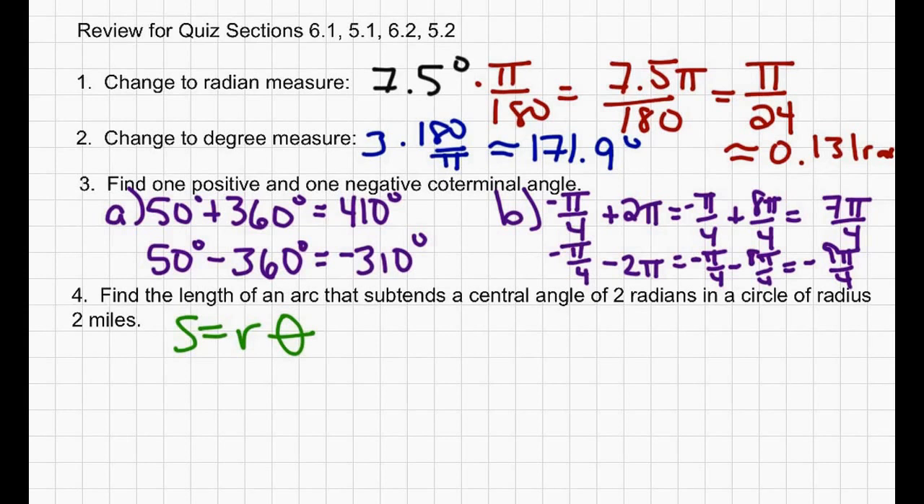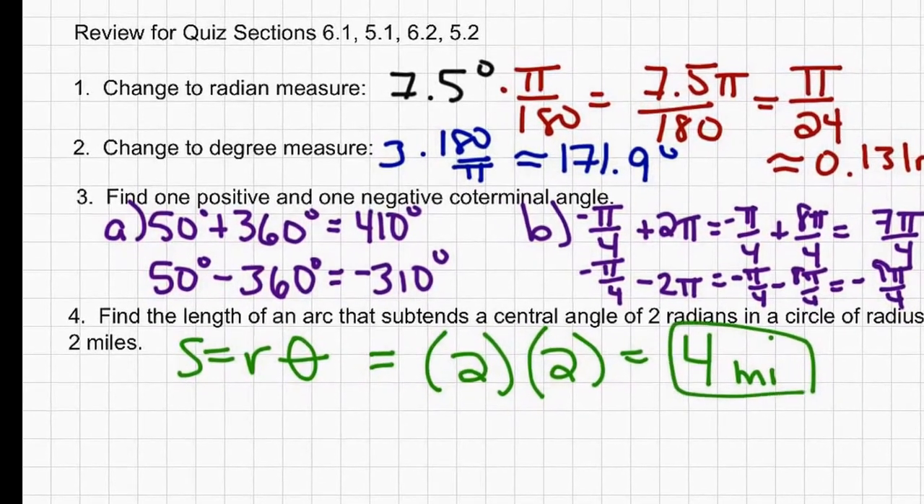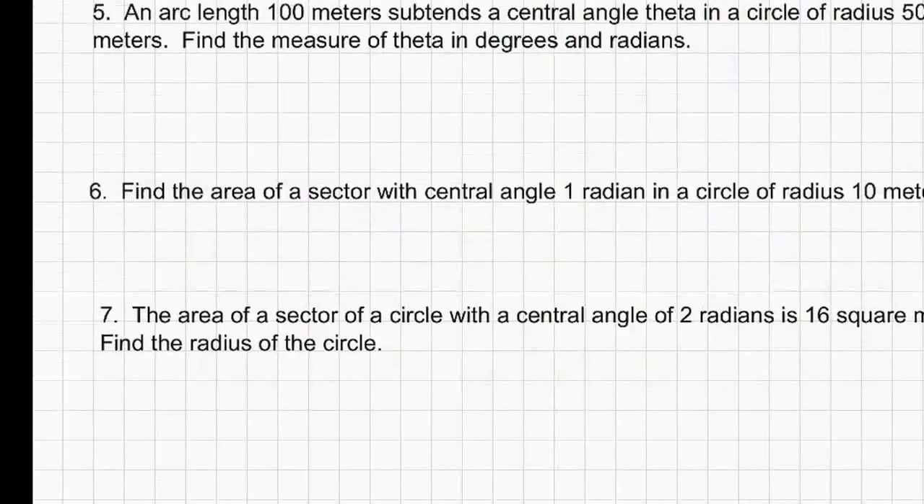So if you're given an angle in degrees, you have to multiply it by pi over 180 in order to get the correct answer. Well, this one's already in radians, so in order to find the arc length, all I have to do is multiply the radius of 2 miles times the central angle of 2 radians. And the units of measurement are going to be miles, so 4 miles.